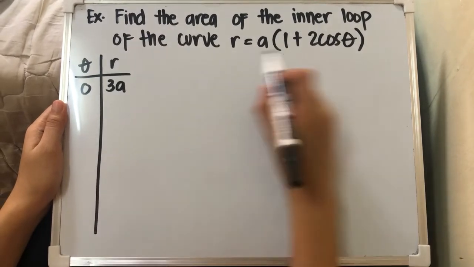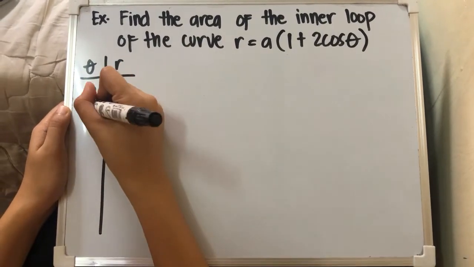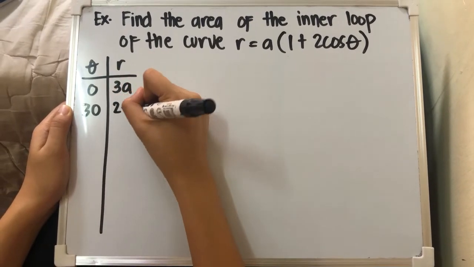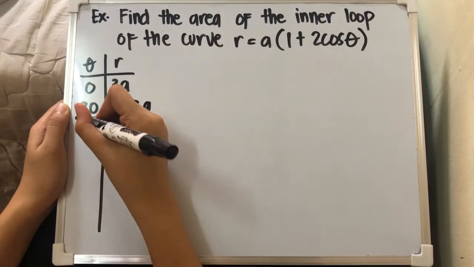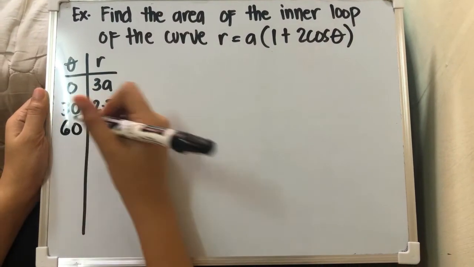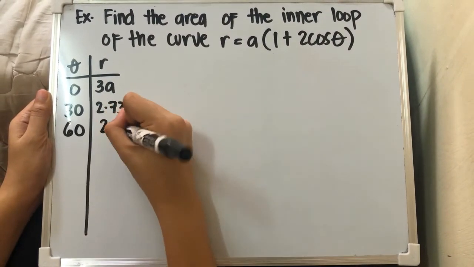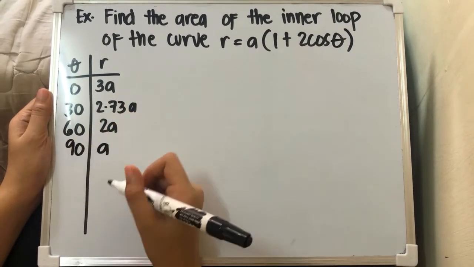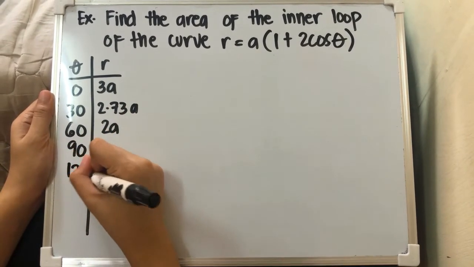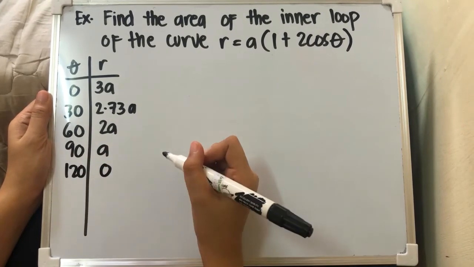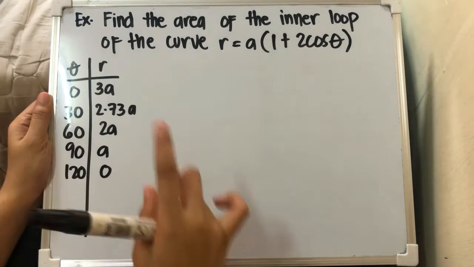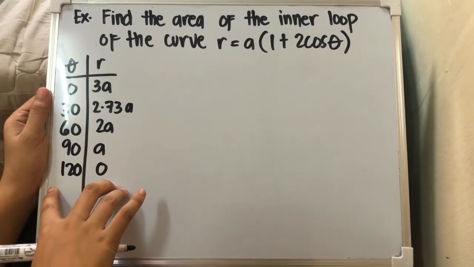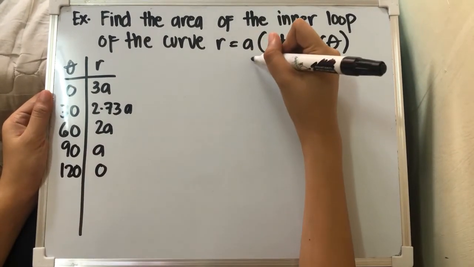Just substitute that one in this equation, and if we have our theta as 30, we have 2.73a. 60 is equal to 2a for our r. 90, that is equivalent to a. And 120, that is equivalent to 0. So let's try to plot this one first in our Cartesian plane or on our polar plane.